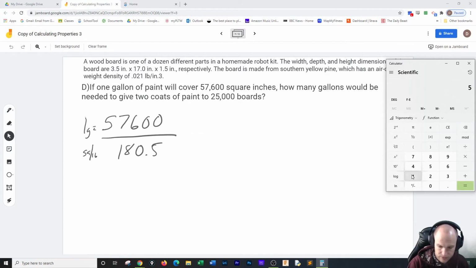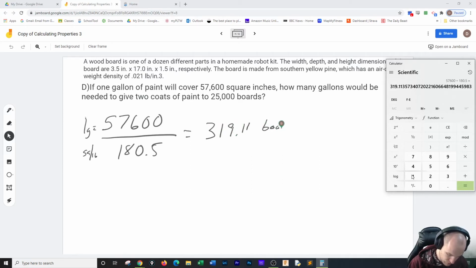Put that in the calculator. 57,600 divided by 180.5. And I get that 1 gallon covers 319.11 boards per gallon.